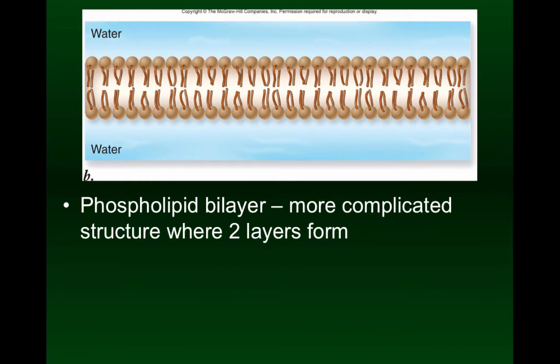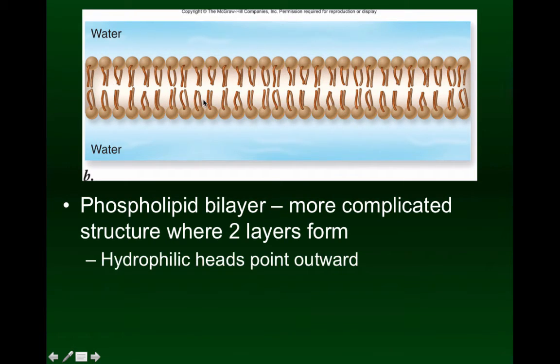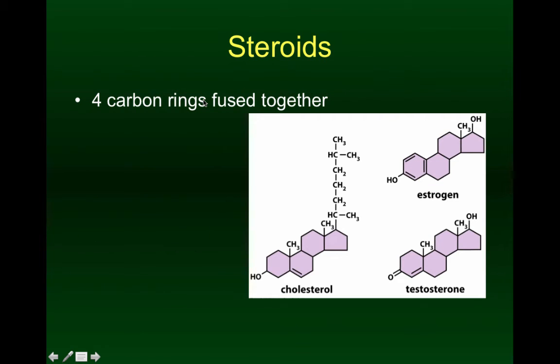Bilayers form when phospholipids are placed into pure water, and the reason this occurs is so the hydrophobic tails don't have to come into contact with water. Right? So all these hydrophobic tails are mildly attracted to each other, but very strongly repelled by water, and the hydrophilic heads are attracted to water. So they're going to point out to the water, whereas the tails point inwards toward each other. Right? So that creates a bilayer.